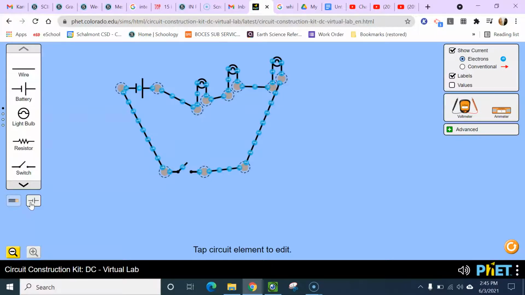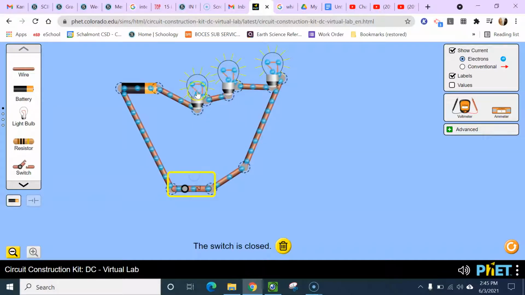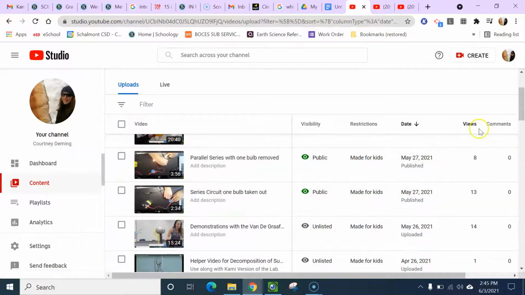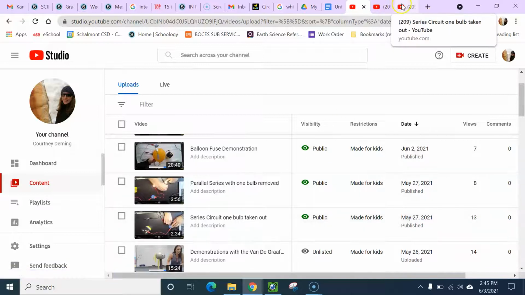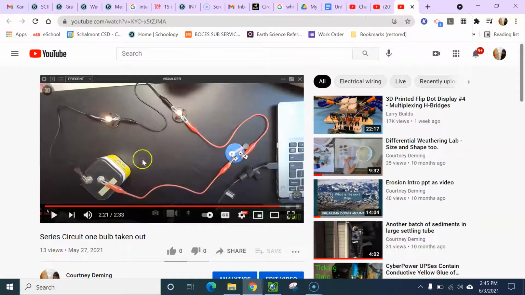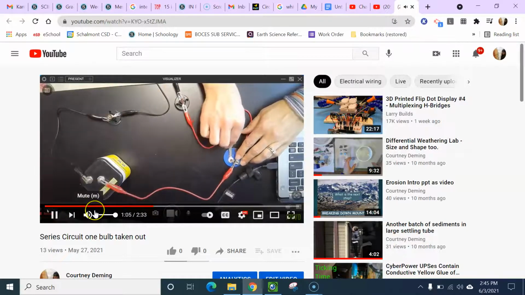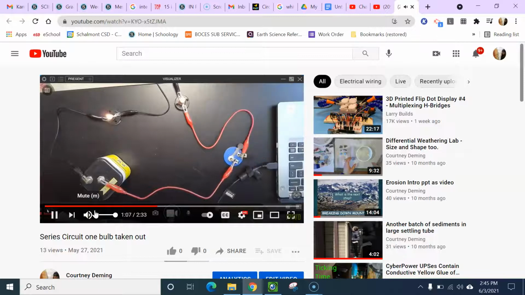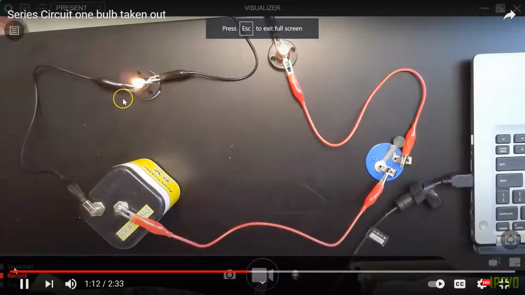Next, it's asking you to predict what would happen if we unscrewed one of these light bulbs. I can't really do that in here. I can't just unscrew the light bulb. So I'm going to show you a video of this over here. Unscrewing it. Okay, so I'm going to turn it on. They're both on. They're both dimmer than when we had just one on there.